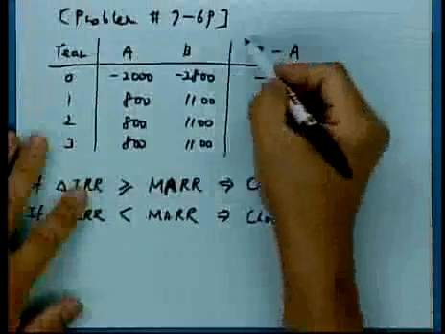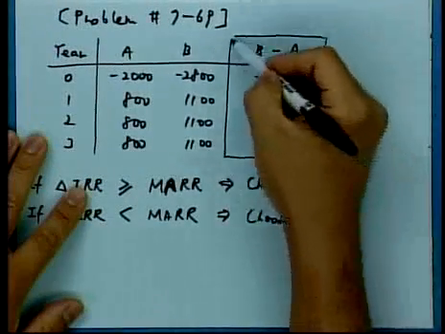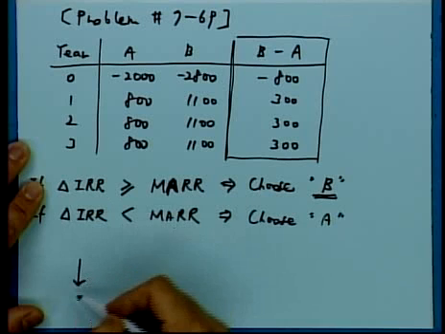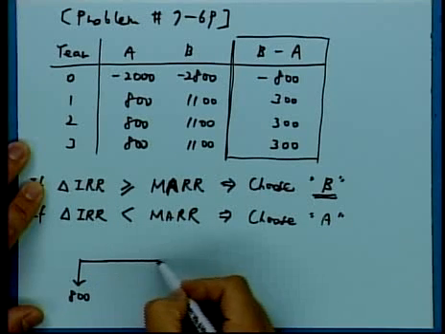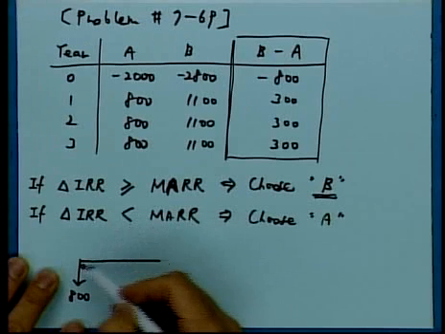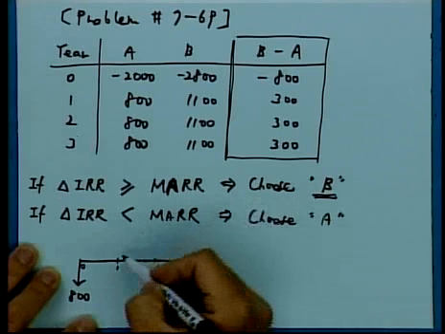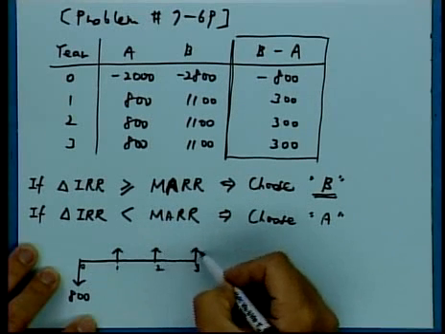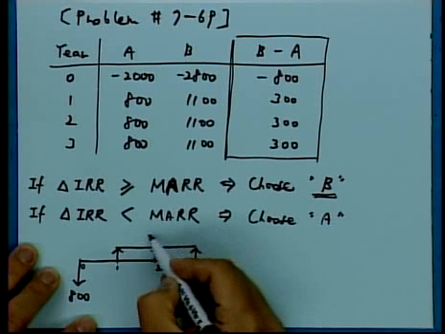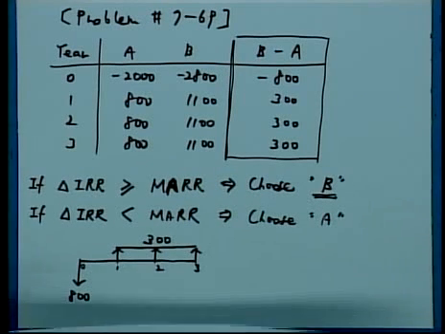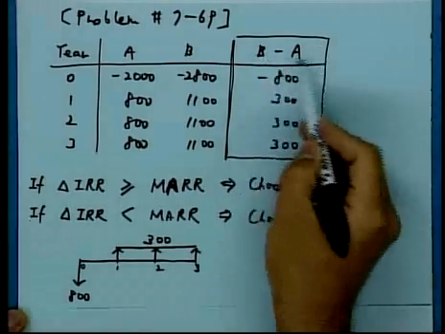So, based on this, we can draw the cash flow diagram, which is negative cost of 800 at the end of period 0, and then at the end of periods 1, 2, and 3, there are positive cash flows of $300. So now we compute the incremental rate of return based on B minus A, right?